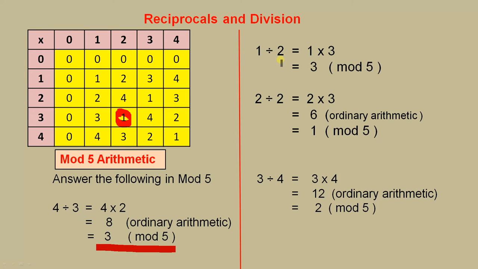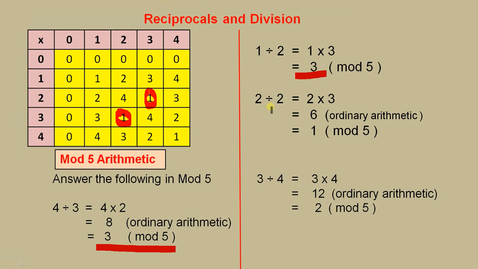1 divided by 2 is 1 multiplied by the reciprocal of 2. Now the reciprocal of 2 is 3, because 2 times 3 is 1. So the reciprocal of 2 is 3. So 1 divided by 2 is 1 multiplied by 3, which is 3 in Mod 5.